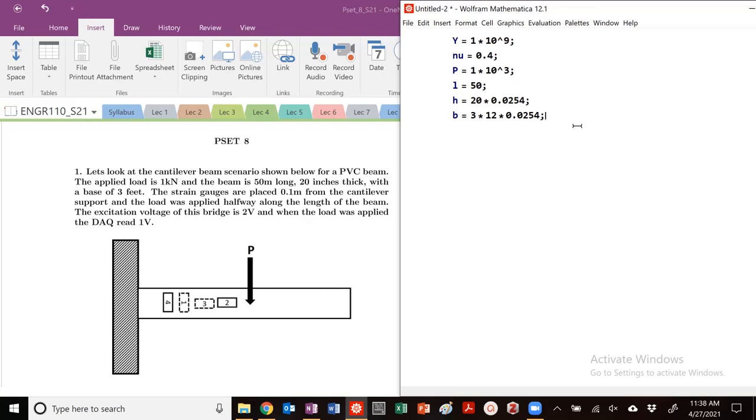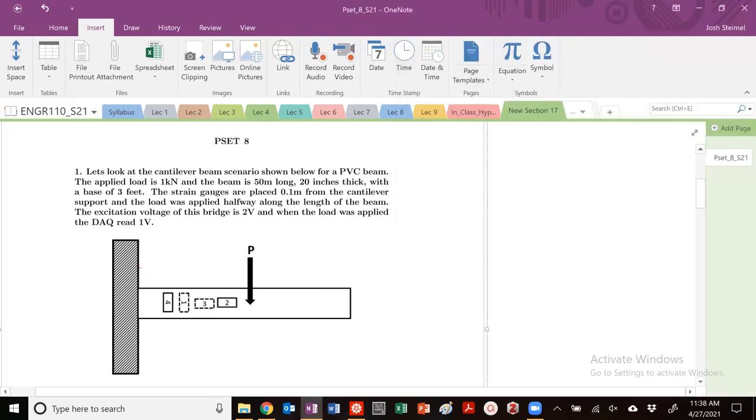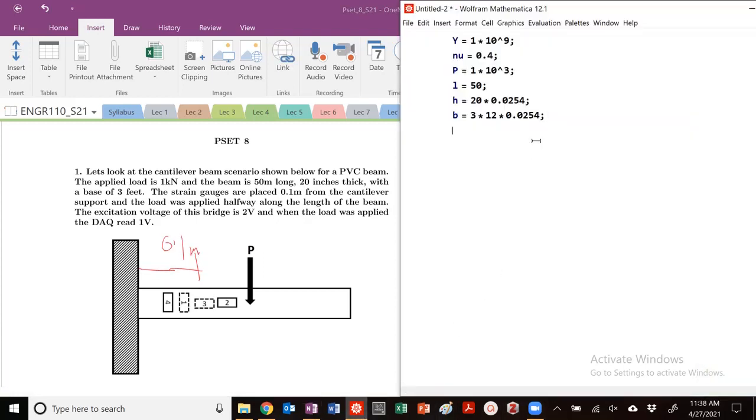The strain gauges are placed 0.1 meters from the cantilever beam support. So basically from here to here, this is 0.1 meters. We need our bending strain equation. So epsilon B, our bending strain, is just going to be 6 times P times D divided by Y times B times H squared. So that's our bending strain.